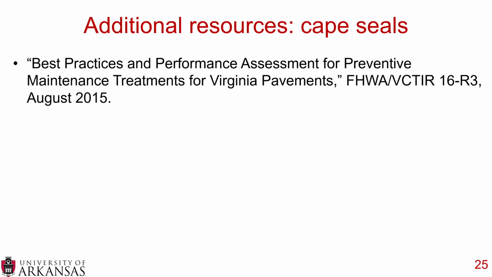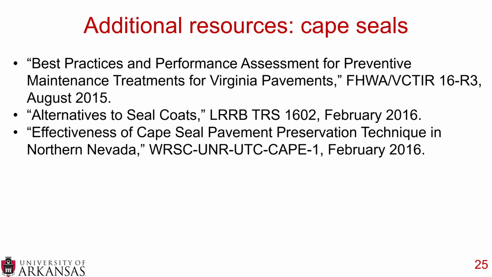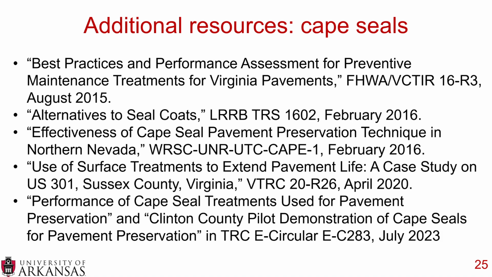Now, what are some additional resources that you right now can download free of charge and take a look at? We got an FHWA document. You can Google either the full title or that number, and you should be able to find the PDF of it relatively quickly. We got an LRRB document, Alternatives to Seal Coat. We've got a Wisconsin/UNR document, Effectiveness of Cape Seals. We've got something out of VTRC, the Surface Treatments to Extend Pavement Life. And then we got a very nice TRB e-circular, so EC283.